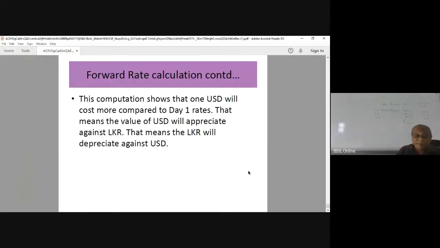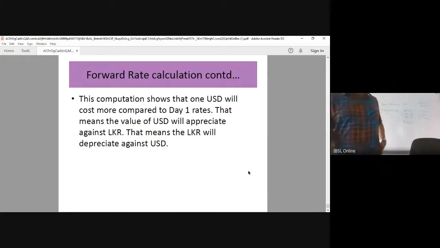Then bidding and offering. What do you mean by bid? Bid is the buying and trading selling rate. Buy. Offering? Selling. What do you call the last 2 digits of a cross rate or a figure? Pips. Points or pips.